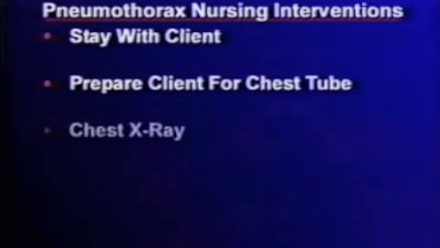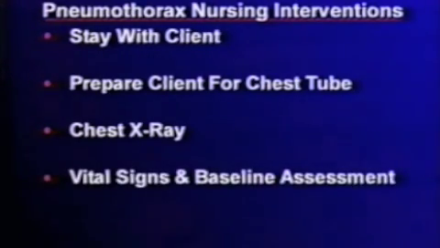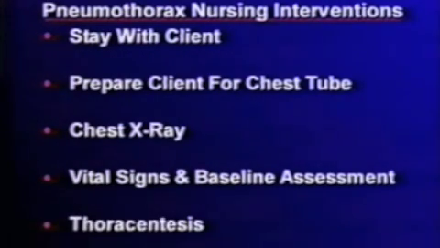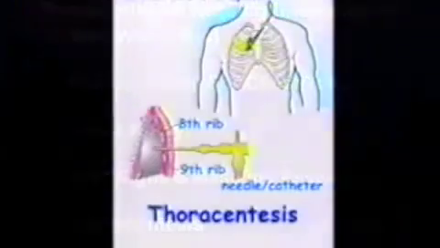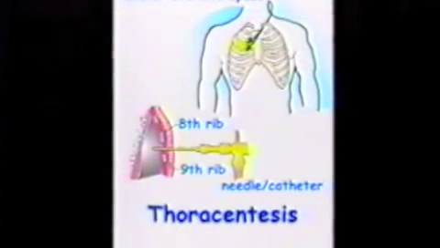First thing that will happen is a chest x-ray is done to determine whether this is in fact the problem, whether there are other things that are going on, whether there's fluid in the chest wall, blood, or whether it's all simply air that has been escaping. Vital signs and baseline assessment are always important. Vital signs, breath sounds, those are the things that we do routinely whenever we have a client who has had some type of trauma or who has a failing system. The next thing is a thoracentesis. And remember again what the thoracentesis is, removing fluid or air from the pleural space by inserting a needle and aspirating it out.